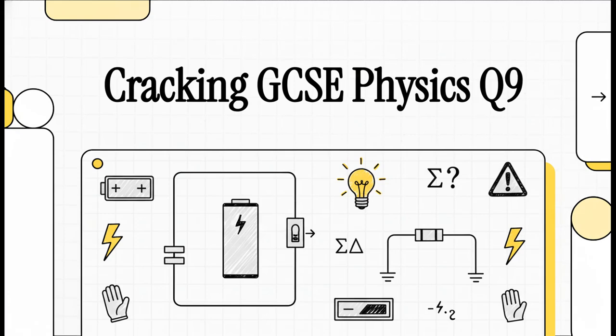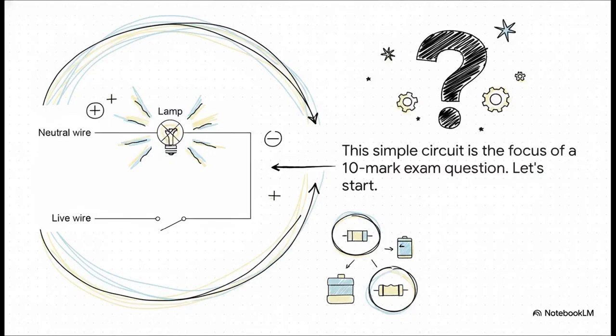All right, let's get into it. Today, we're going to crack a full 10-mark AQA GCSE Physics question. Now, 10 marks, that is a massive chunk of your final grade, so it's worth knowing how to lock them down. We're going to break down every single part, the math, the theory, the graph, so you can feel confident you're grabbing every point.